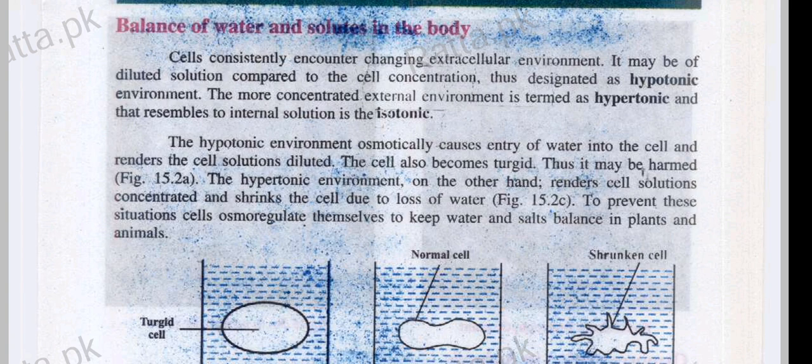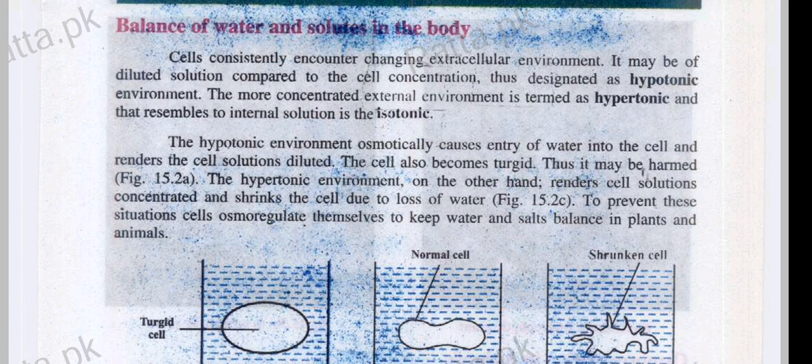And when there is a more concentrated external environment, or we can say there are more salts and less water present outside the cell, this is called the hypertonic environment. And whenever there is an equal 50-50 distribution of salts and water outside and inside the cell, this is called the isotonic environment.